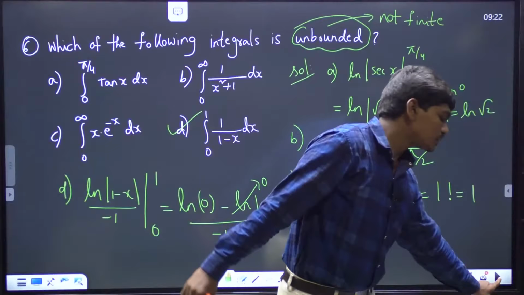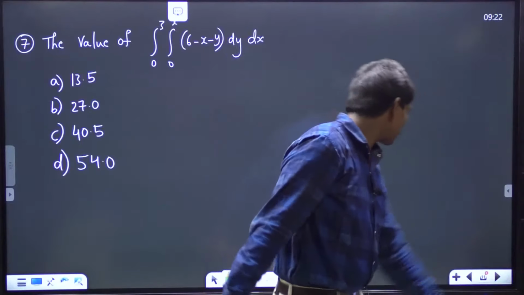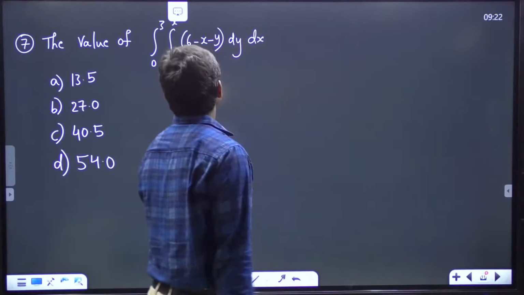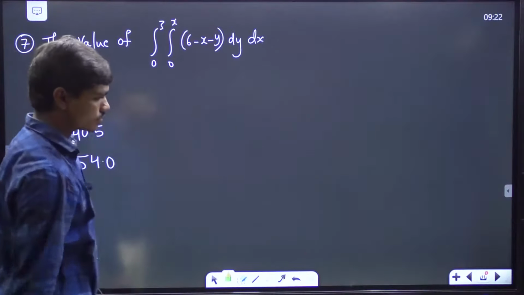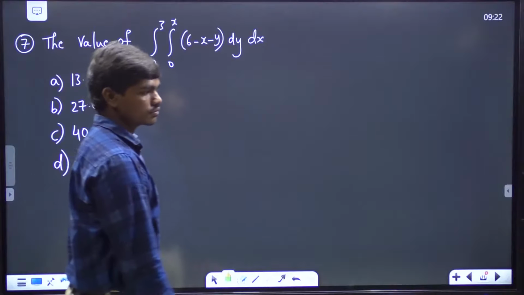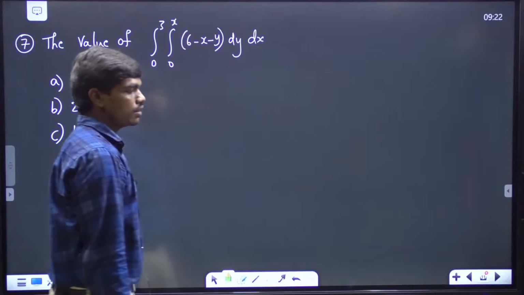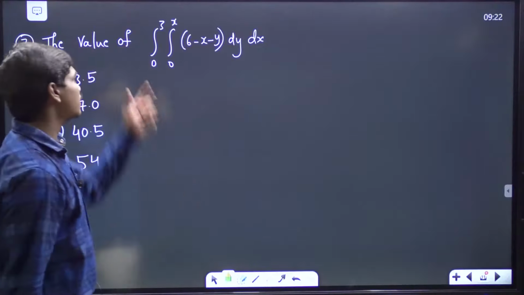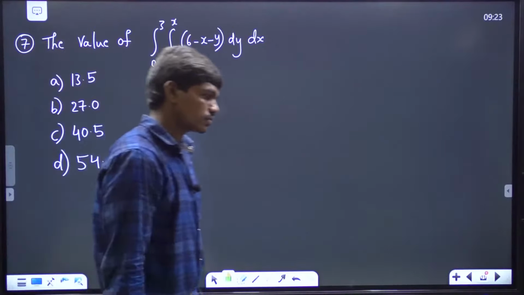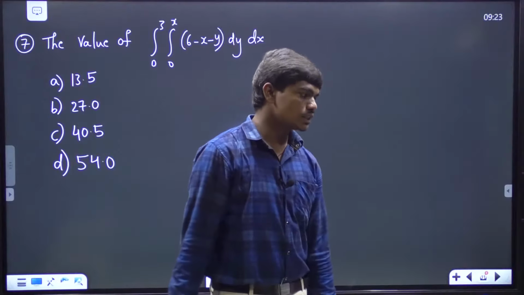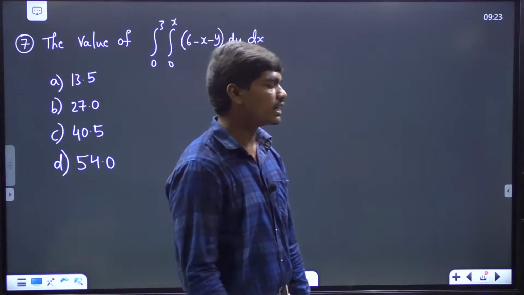So I'm going for the next question. This is 0 to x. I gave you this question basically to show you, when limits are given, how to integrate the function in two ways. Integral 0 to 3, integral 0 to x, 6 minus x minus y, dy dx.